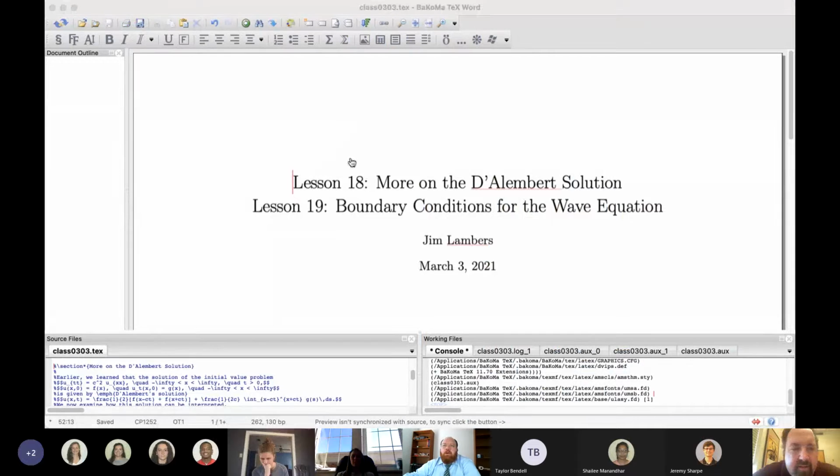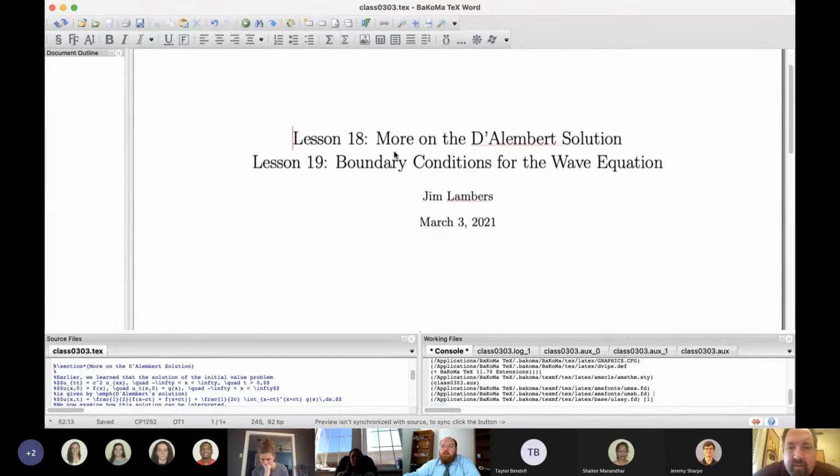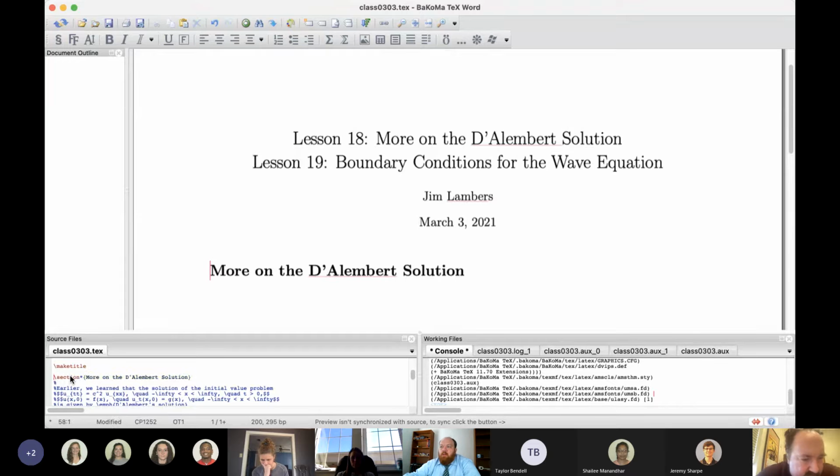Continuing with the wave equation and D'Alembert solution. And also some boundary conditions that are often used with a wave equation.